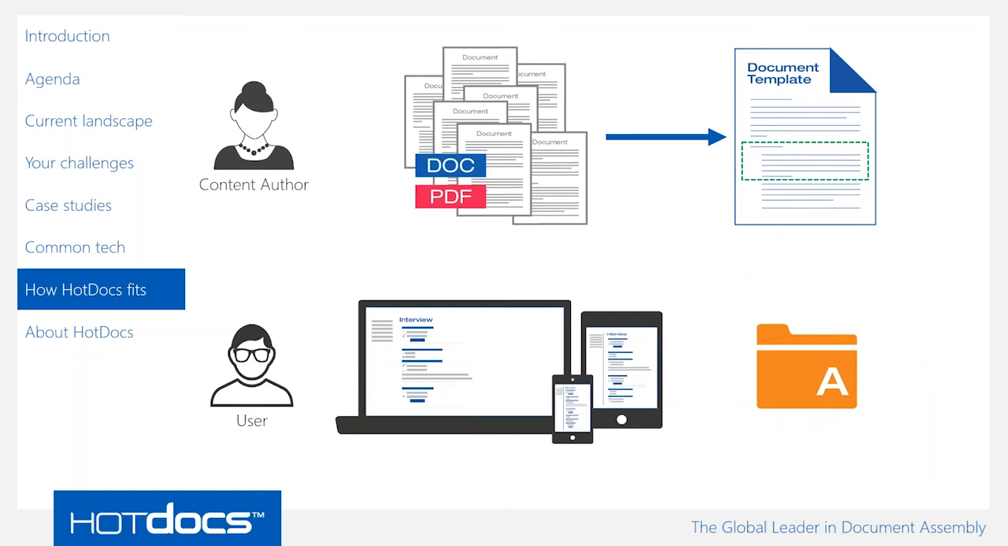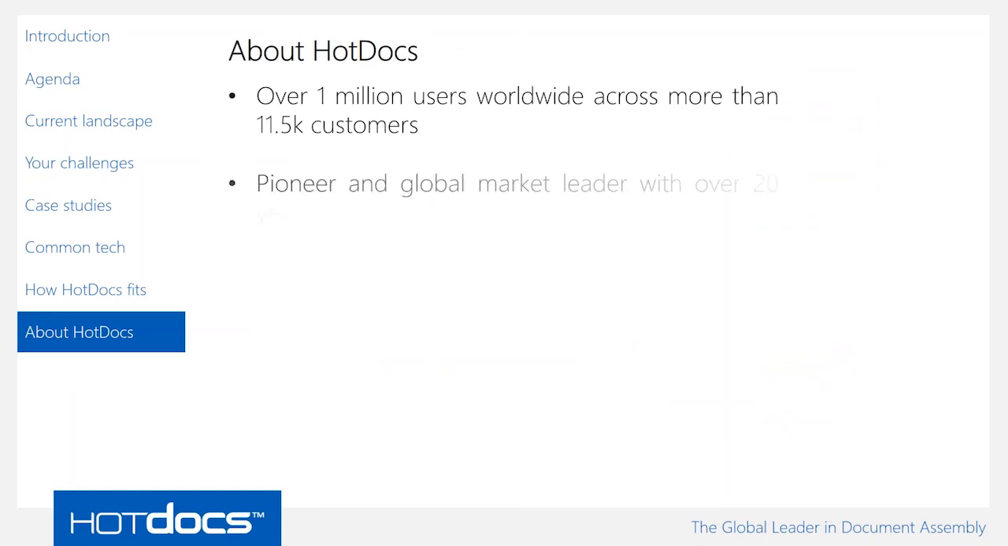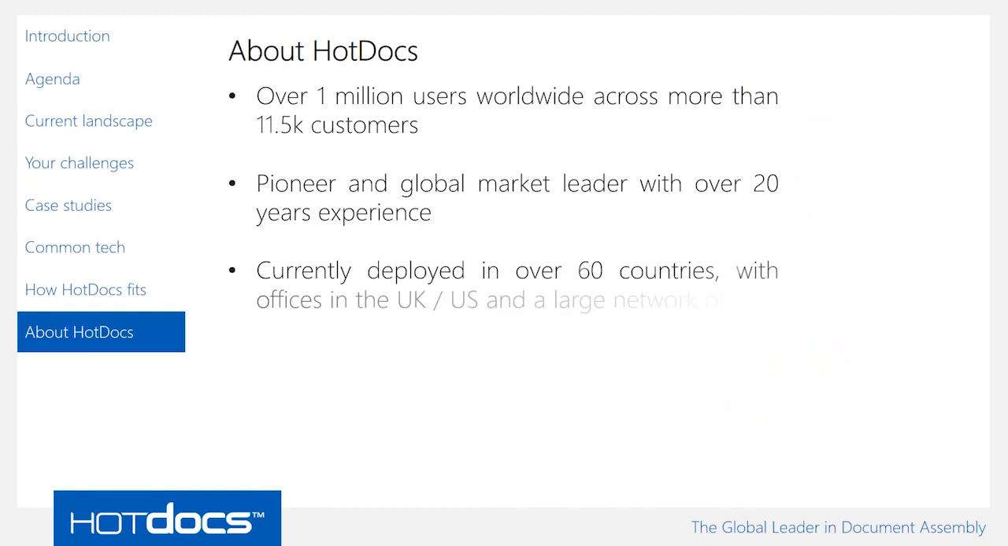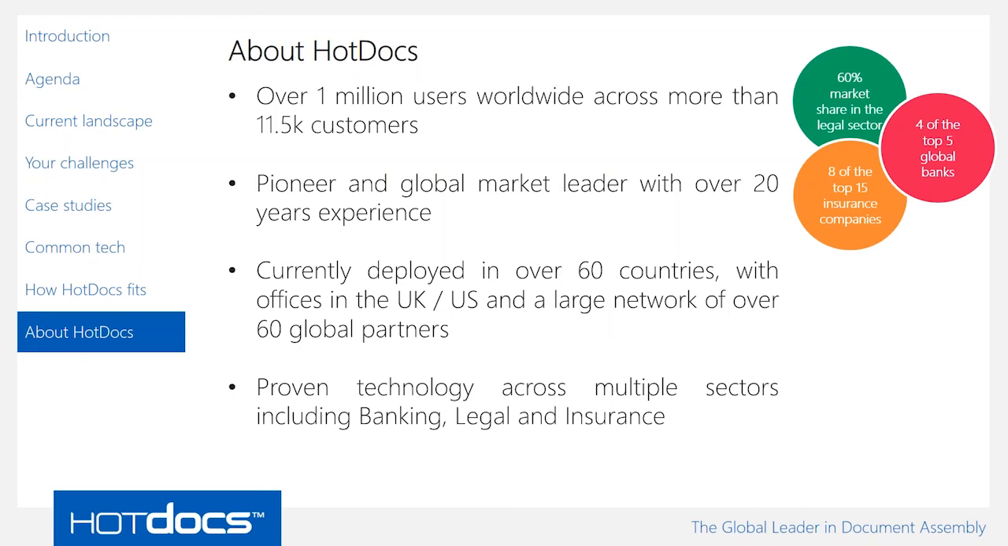So who are we as a business? Well, we've got well over 1 million users worldwide, over 11,500 customers, and we've been doing this for a long, long time. We're the pioneer and global market leader, over 20 years, and we're currently deployed in over 60 countries with offices in the UK and the US. We've got over 60 global partners as well. And we're proven technology. We've been doing this with many large organizations, including banking and finance, legal and insurance.